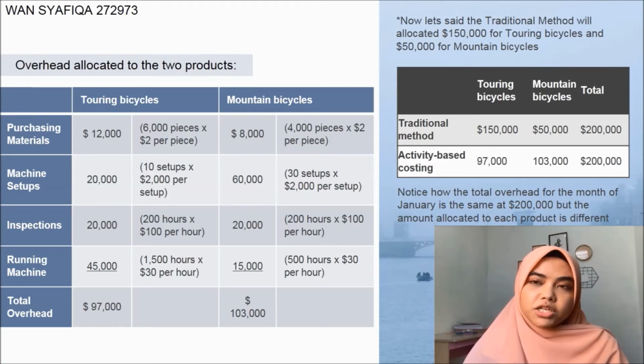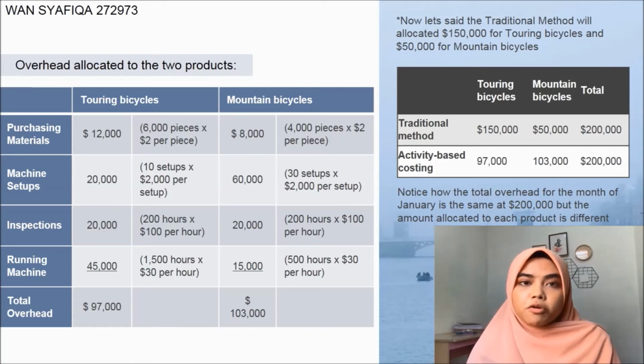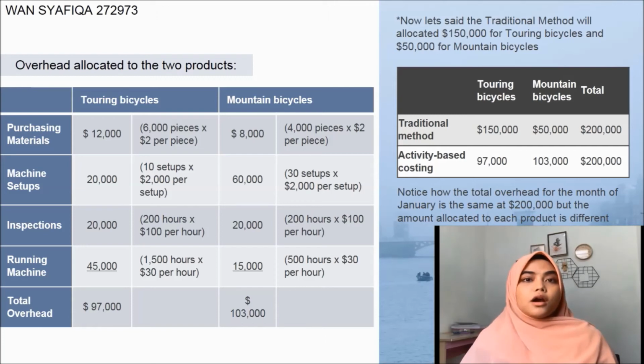Next, for mountain bicycles, purchasing materials 4,000 pieces times $2 per piece, machine setup 30 setups times $2,000 per setup, inspection 200 hours times $100 per hour, running machines 500 hours times $30 per hour. So the total overhead for mountain bicycle is $103,000. Okay, now, let's say that the company also used the traditional method to compare between both methods.